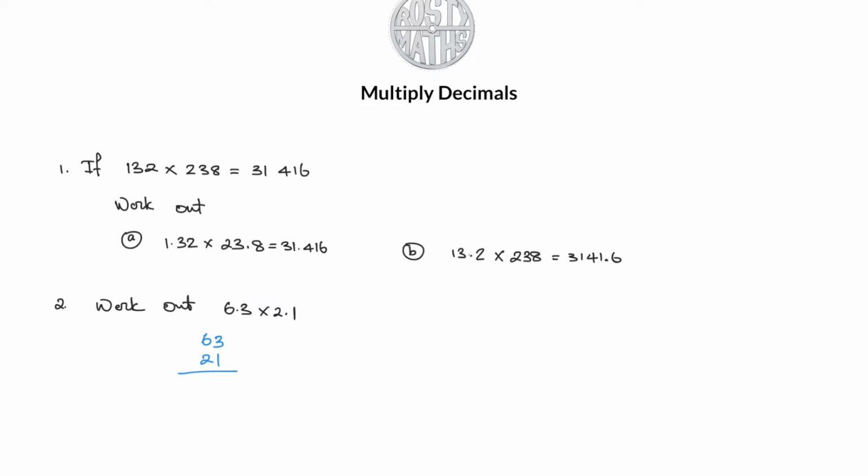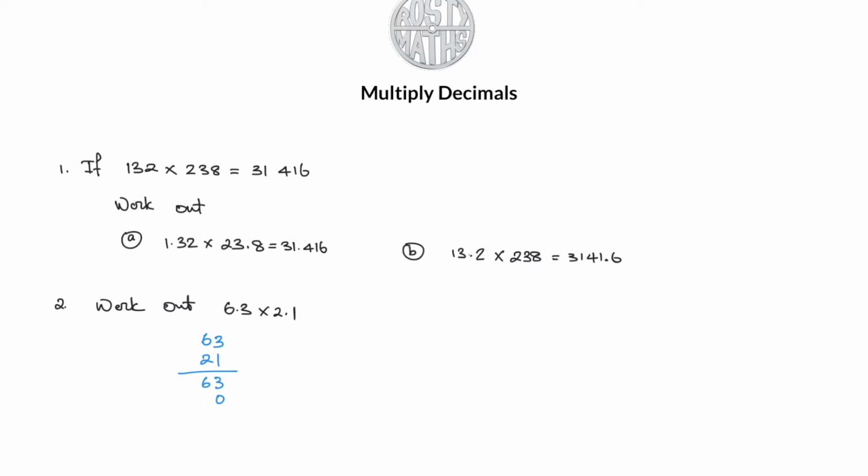So short multiplication method. 1 times 3, that's still going to be 3. And then 1 times 6, that's going to be 6. But now I'm actually multiplying by 20. This is not 2, it's actually 20. So because it's 20, I need a 0 there because I'm multiplying by a multiple of 10.